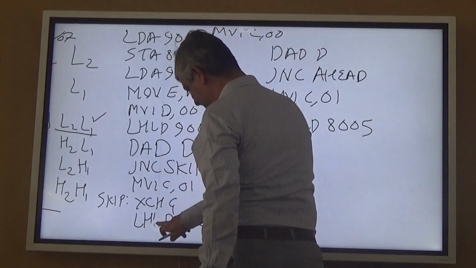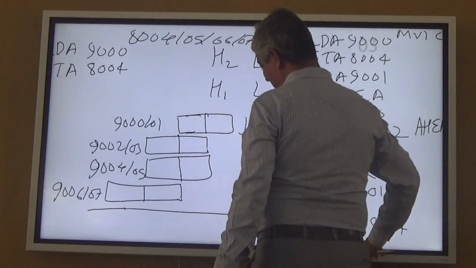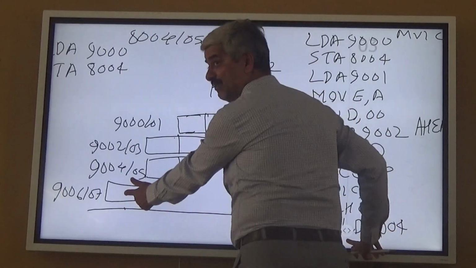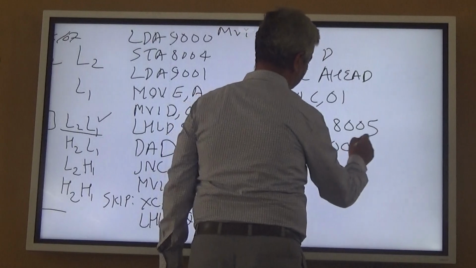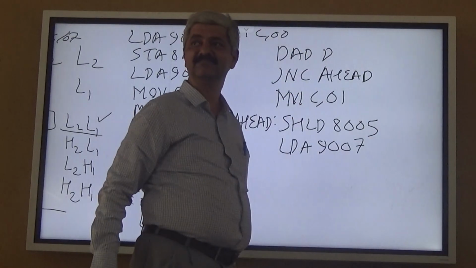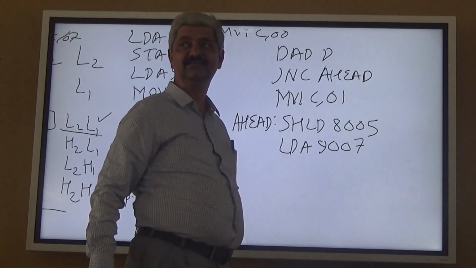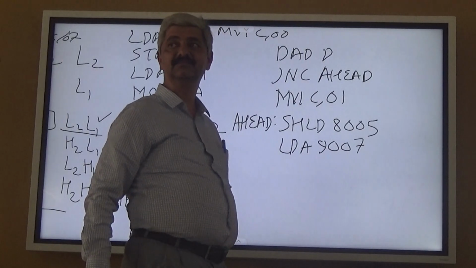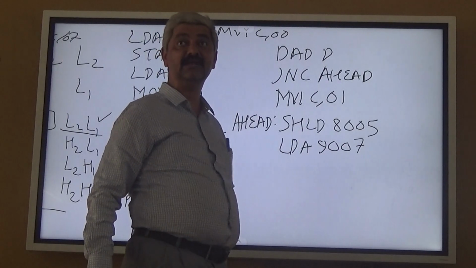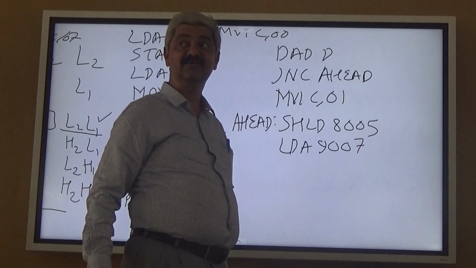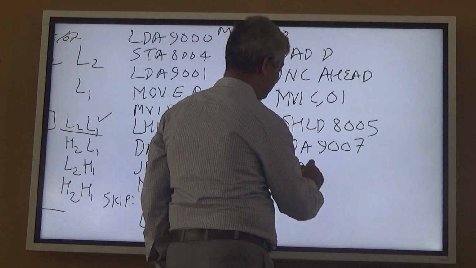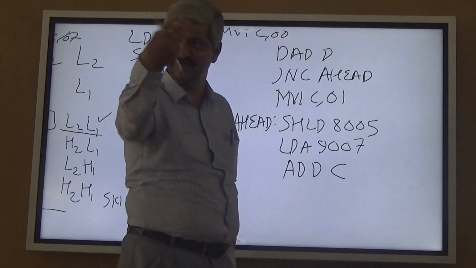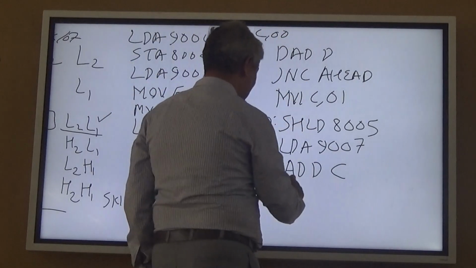Then this is to be loaded, 9007. LDA. Then in that what? ADC C. Not ADC now, add C. If C is 0, nothing will be added. And then STA.